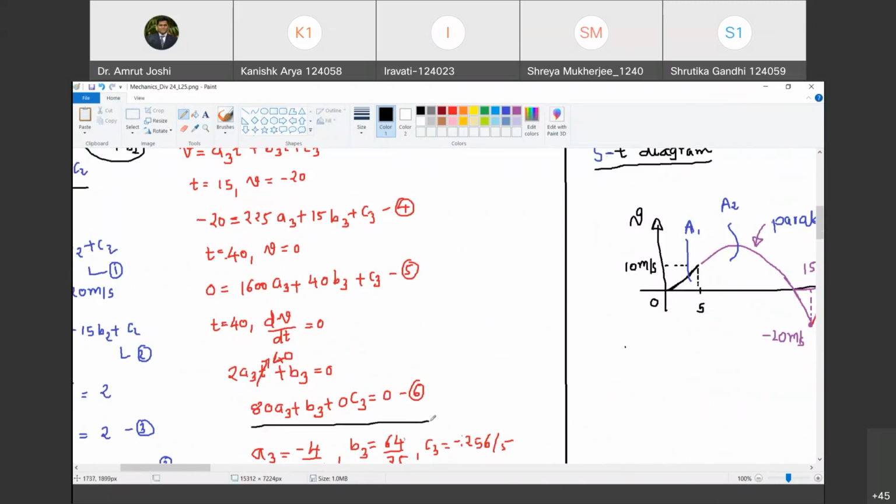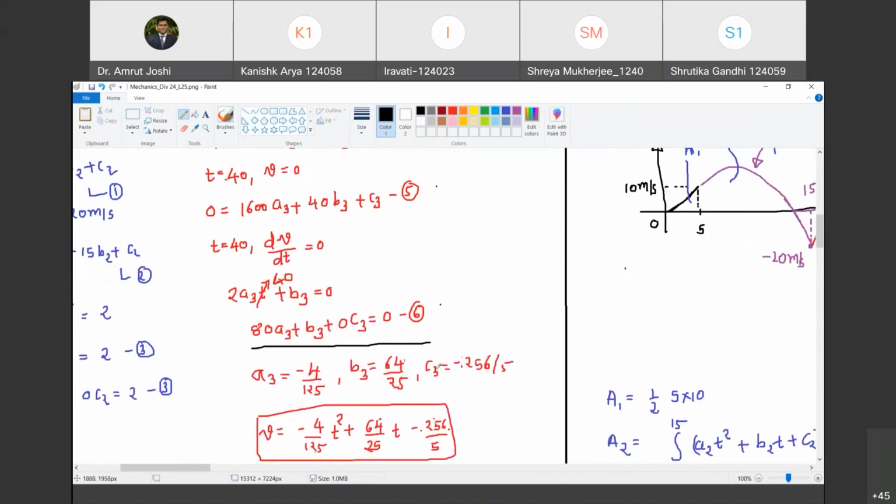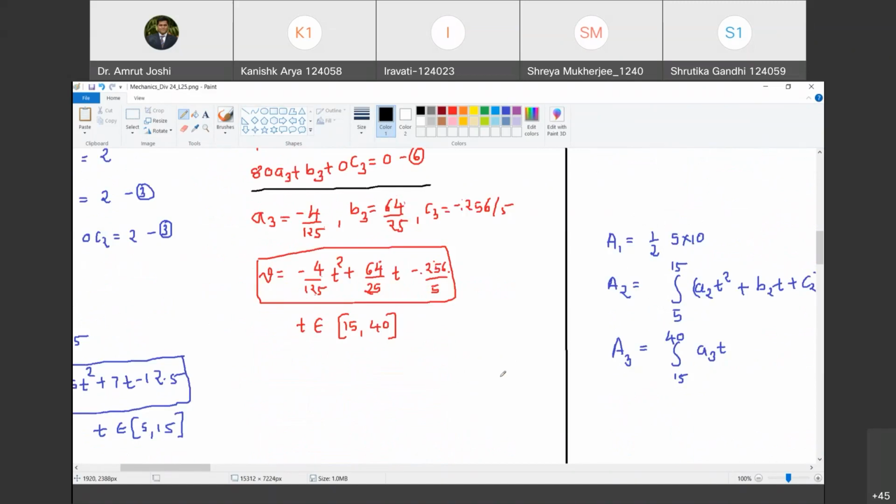In other words, 80 a3 plus b3 plus 0 c3 must be equal to 0. We have now three equations in three unknowns. We can solve for them. We get A3 as minus 4 by 125, B3 as 64 by 25, and C3 as minus 256 by 5. Happy? Yes, sir. This equation of velocity is valid in the closed time interval 15 to 40.